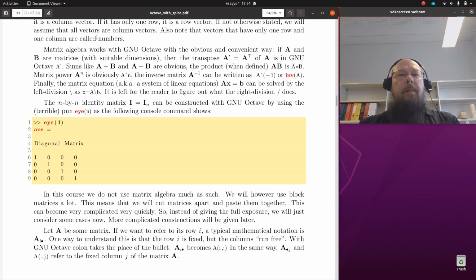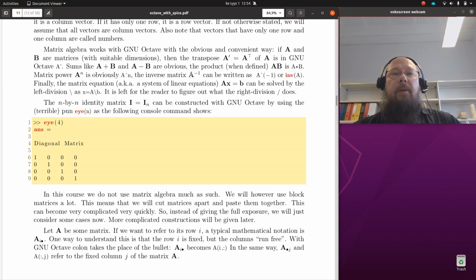Then there are sums, A plus B and A minus B. They are obvious. Of course the dimensions have to be the same here. If they are not, then in principle they are not defined. Then the matrix product. The star, as I said, is a product for normal numbers, but it's also a product for matrices. It works the obvious way. And then the matrix power, A to the power n, A hat n. This works the obvious way.